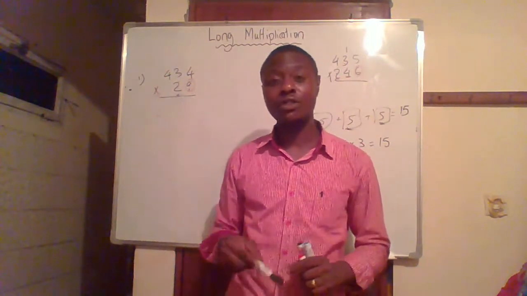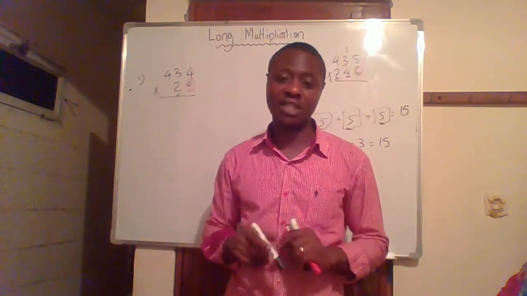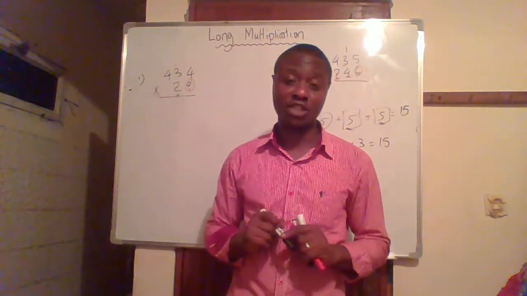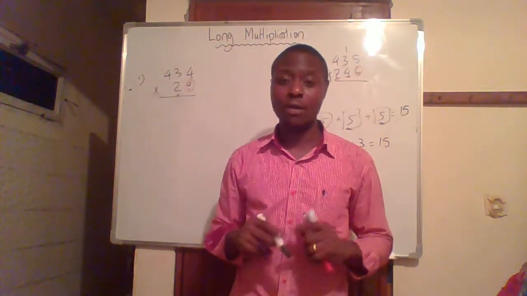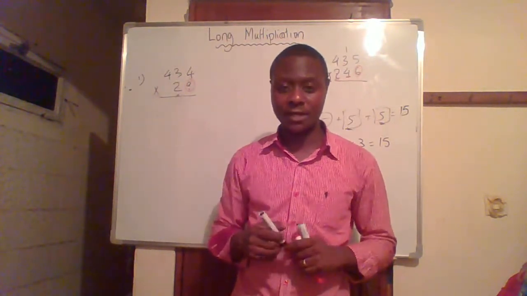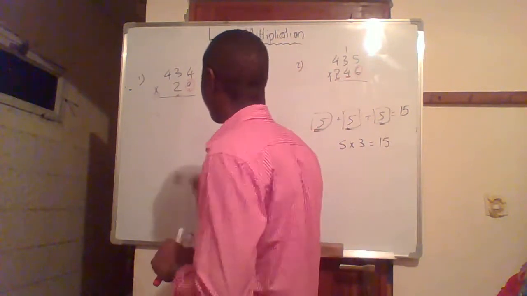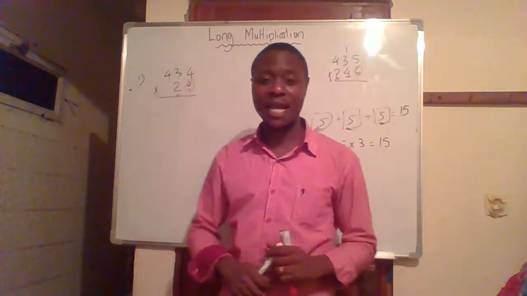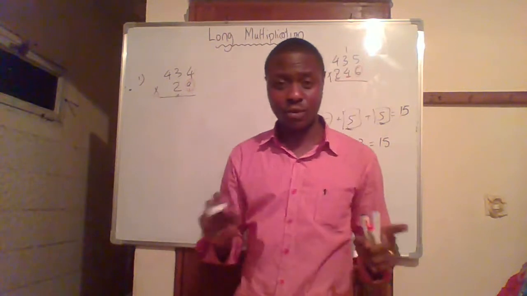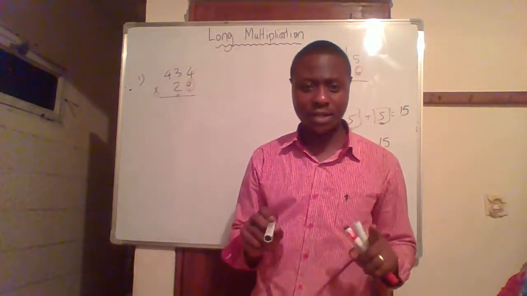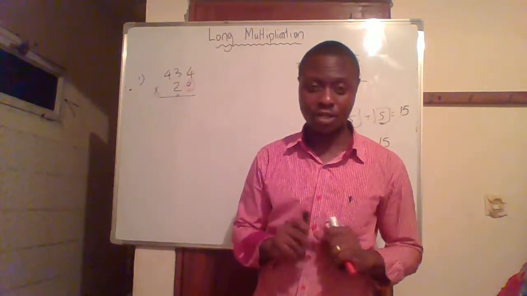Good. So we're going to move on to long multiplication and see how you can use long multiplication to actually solve problems that involve more than 3 digits. Great. So here I have 424 multiplied by 24. I have a 3 digit number times a 2 digit number.